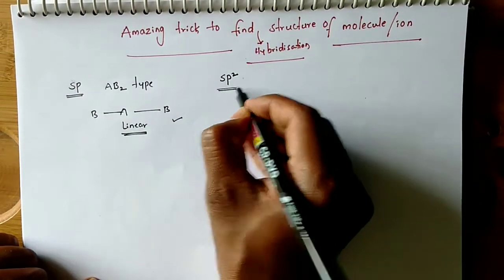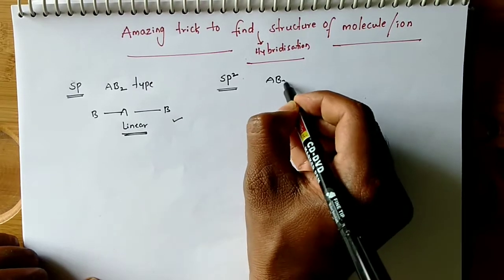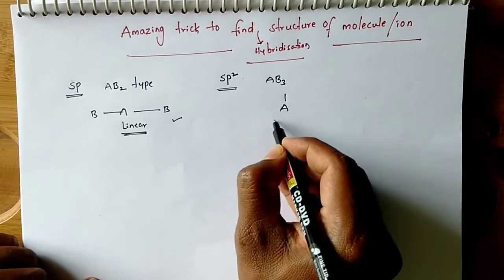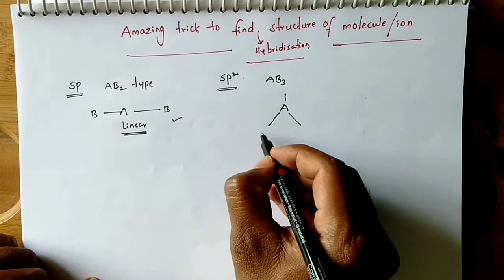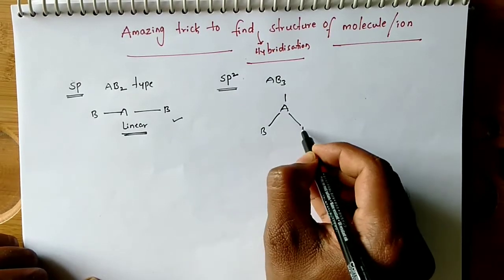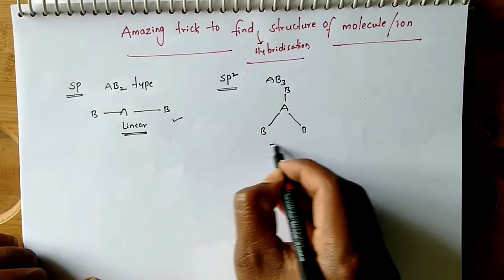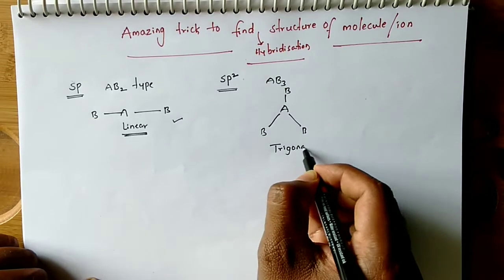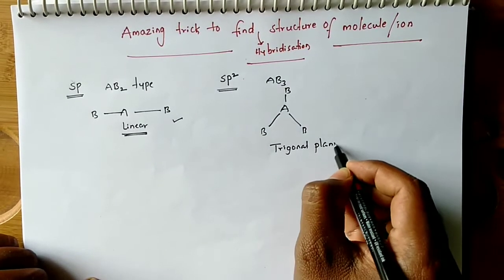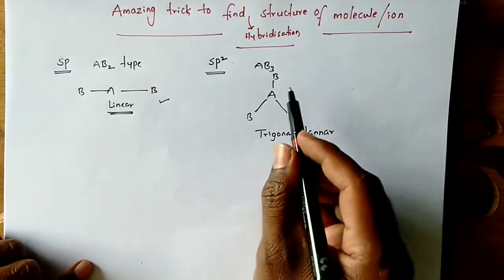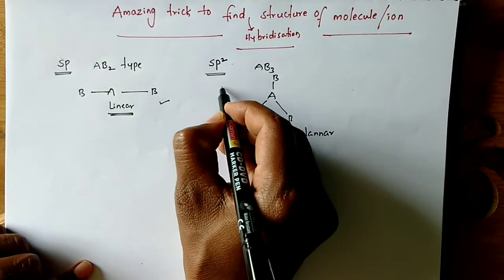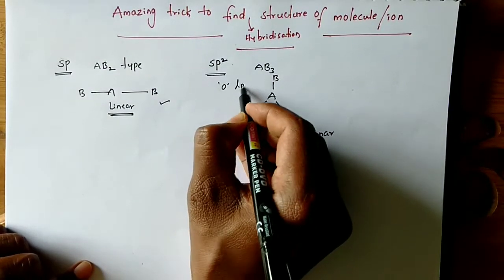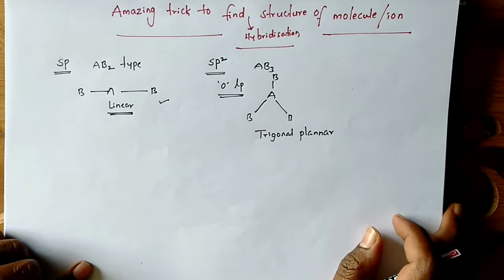sp2, let us consider AB3 type, meaning without lone pairs. There is no lone pair. What is the shape of this molecule? Trigonal planar. So sp2 hybridization with zero lone pairs is trigonal planar.